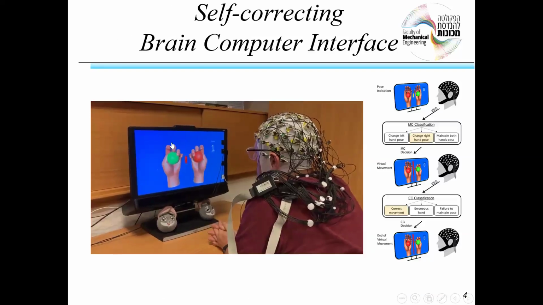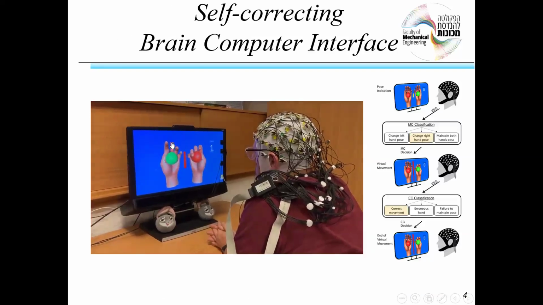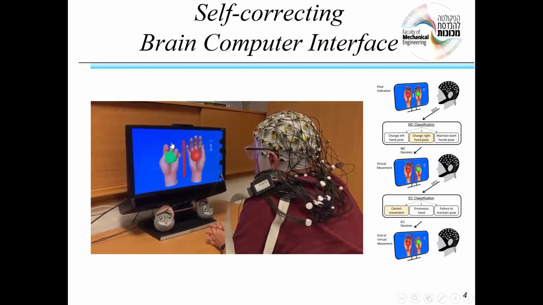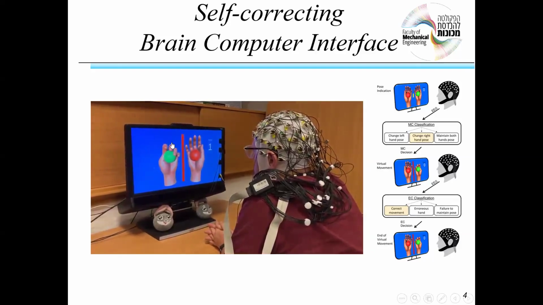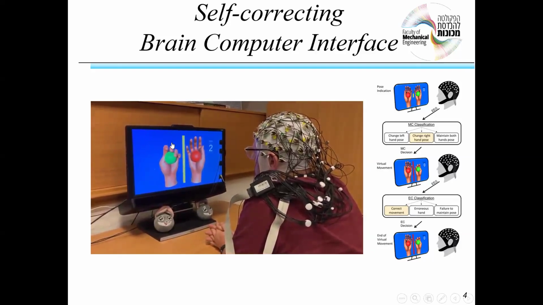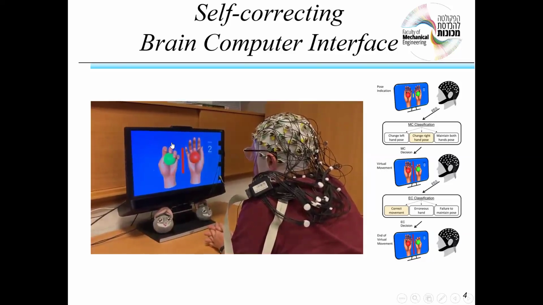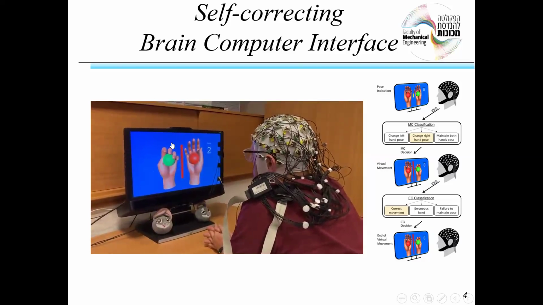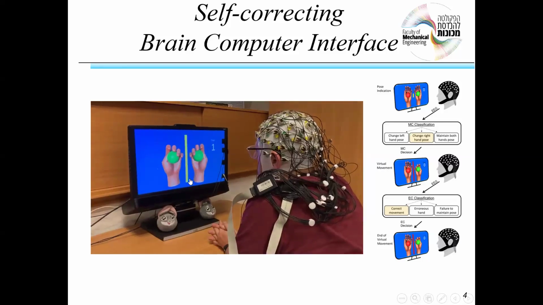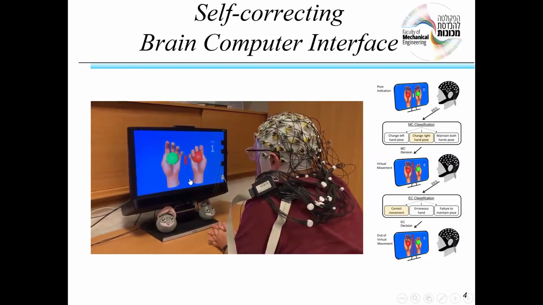So the right ball turned red by mistake. The left hand opened. The BMI, the brain-computer interface, misunderstood the activity and opened the left hand, but as the hand started to open, we detected the error-related potential in the brain. We understood that this is an error, and we closed the hand and opened the other hand. I'll show you again. The right ball turns red by mistake.